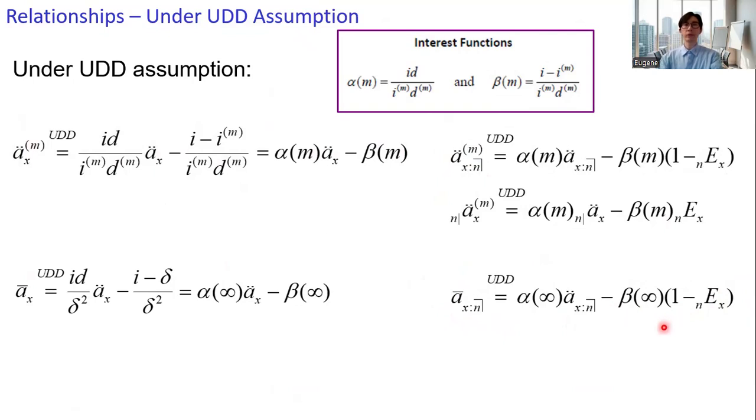And then we have the expression for the N-year deferred continuous annuity. Replace the M here with infinity. And here we get the relationship under the UDD assumption.